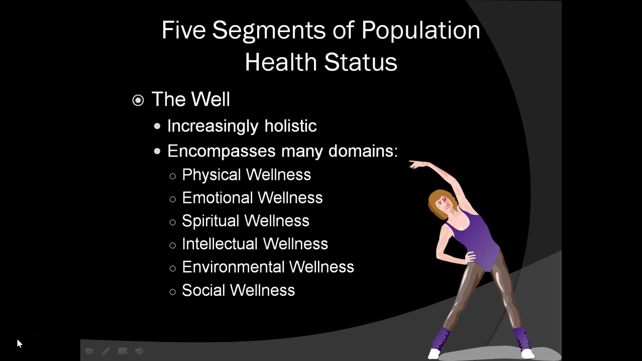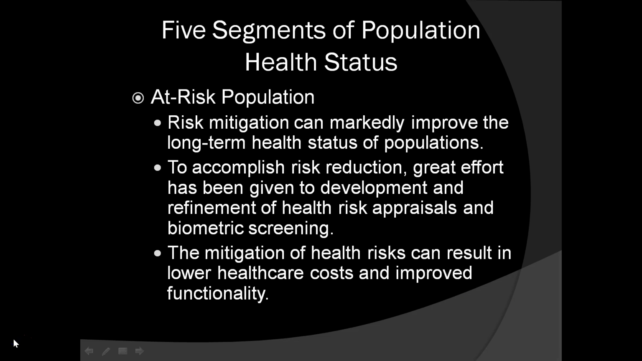Let's look at the well population. So they are increasingly holistic. Now this encompasses many different domains. You've got physical wellness, emotional wellness, spiritual wellness, intellectual wellness, environmental wellness, as well as social wellness. When talking about the at-risk population, risk mitigation can markedly improve the long-term health status of populations. To accomplish risk reduction, great effort has been given to development and refinement of health risk appraisals and biometric screening. And the mitigation of health risks can result in lower healthcare costs and improved functionality.